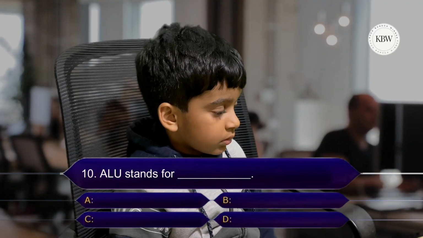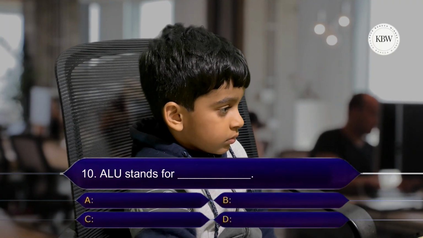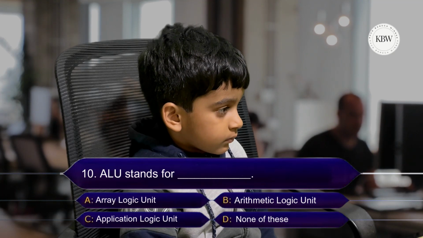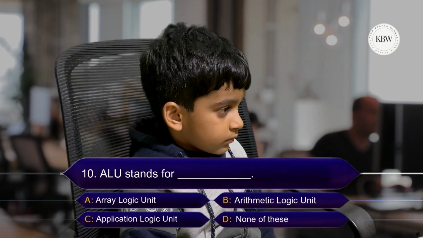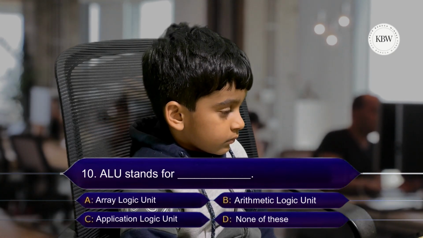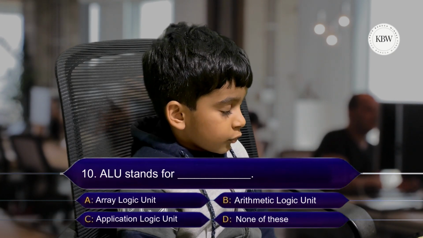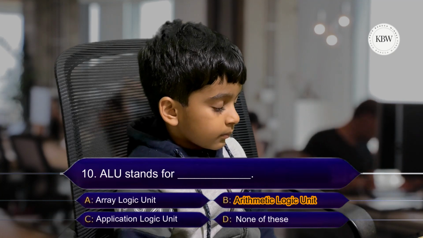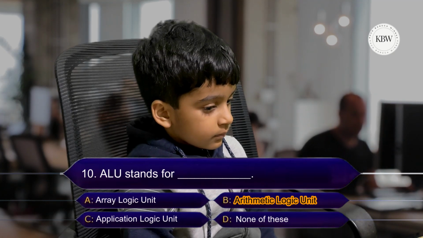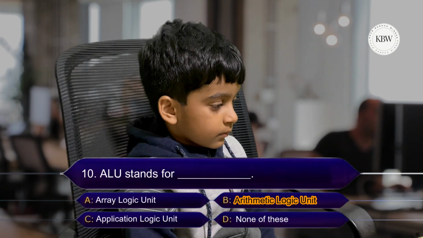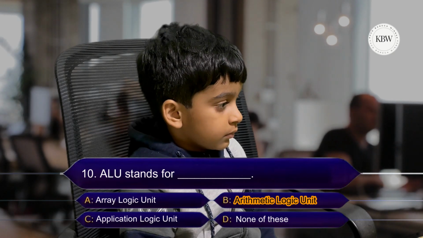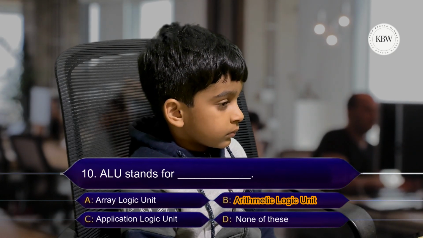Okay, next question, Vihaan. ALU stands for: option A, Array Logic Unit, option B, Arithmetic Logic Unit, option C, Application Logic Unit, option D, none of these. Option B. Right, this is the correct answer. ALU stands for Arithmetic Logic Unit. You are right, Vihaan. Very well, Vihaan. A big round of applause to Vihaan.